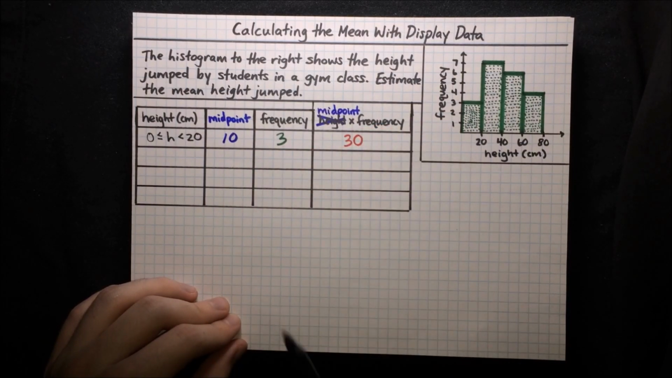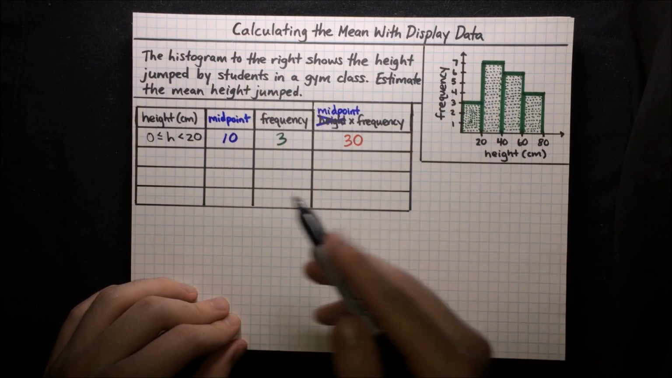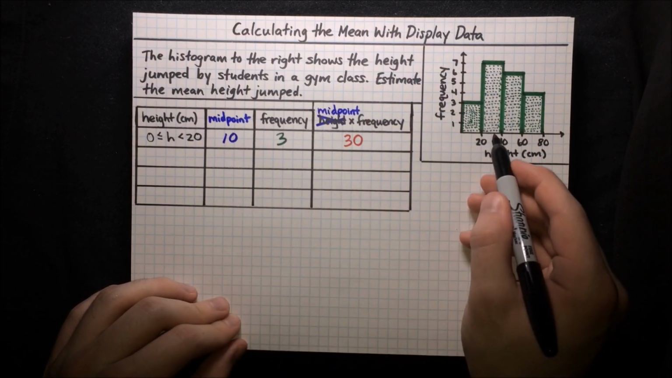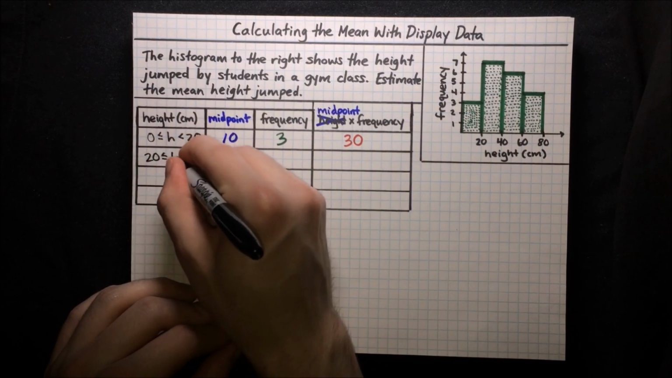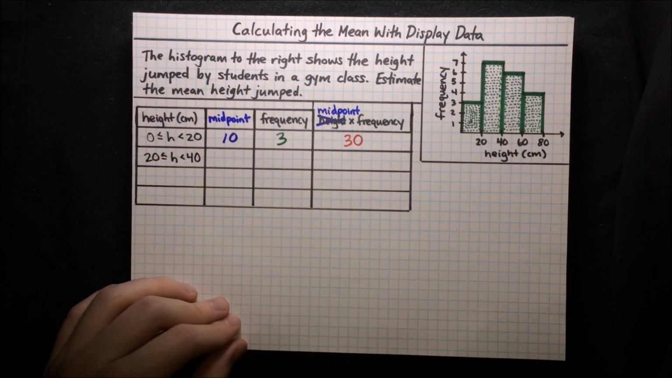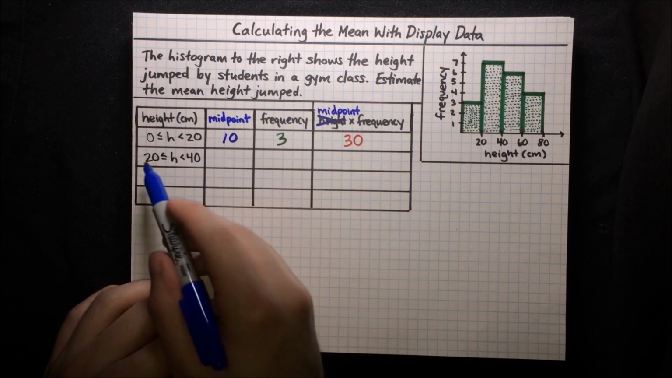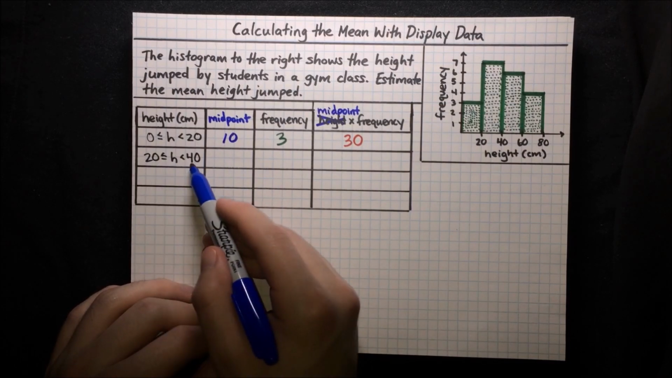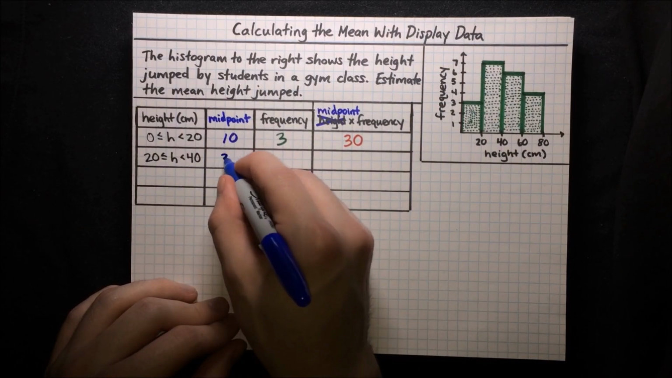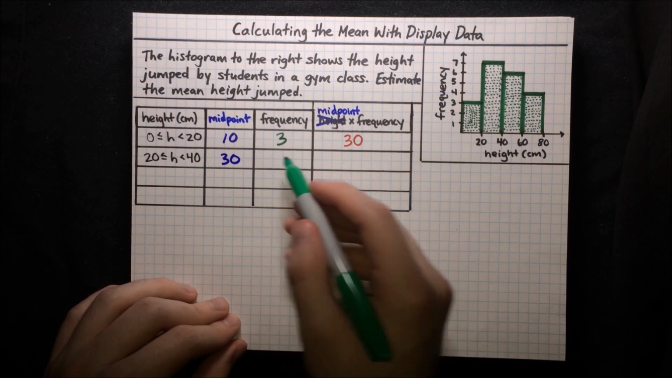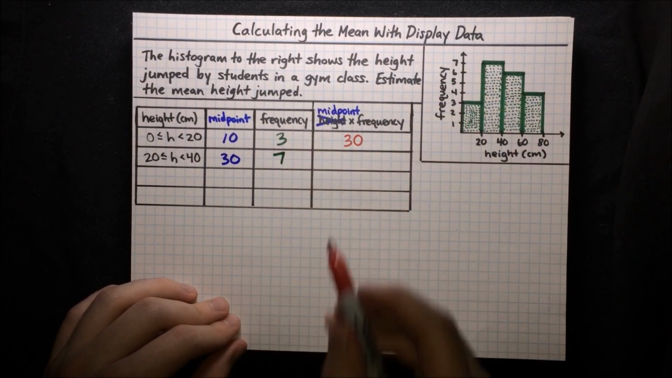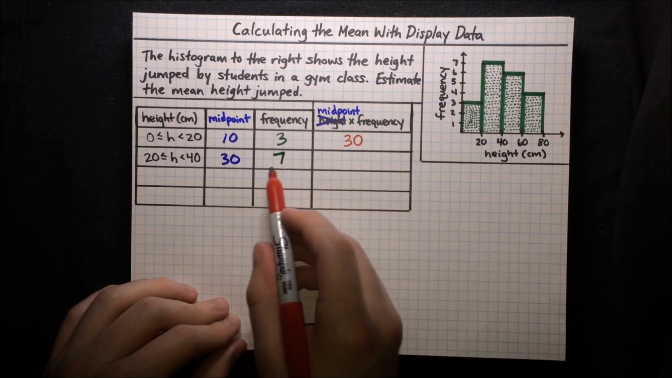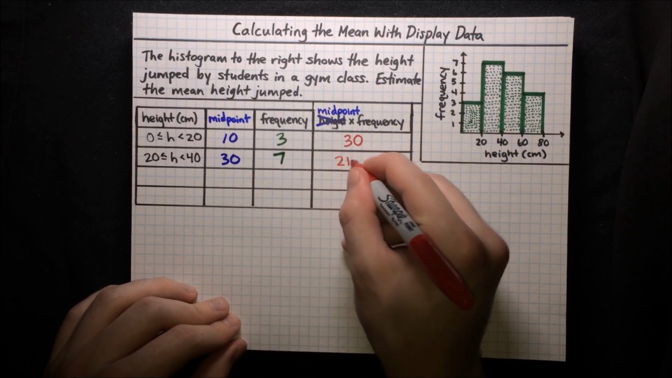Now let's go ahead and do that for all of the other rectangles as well. So the next rectangle, height is between 20 and 40. The midpoint there, we can just add them and divide by 2. 20 plus 40 is 60, divided by 2 is 30. The frequency is how tall the rectangle is, so it's up to 7. And then midpoint times frequency, 30 times 7, is 210.